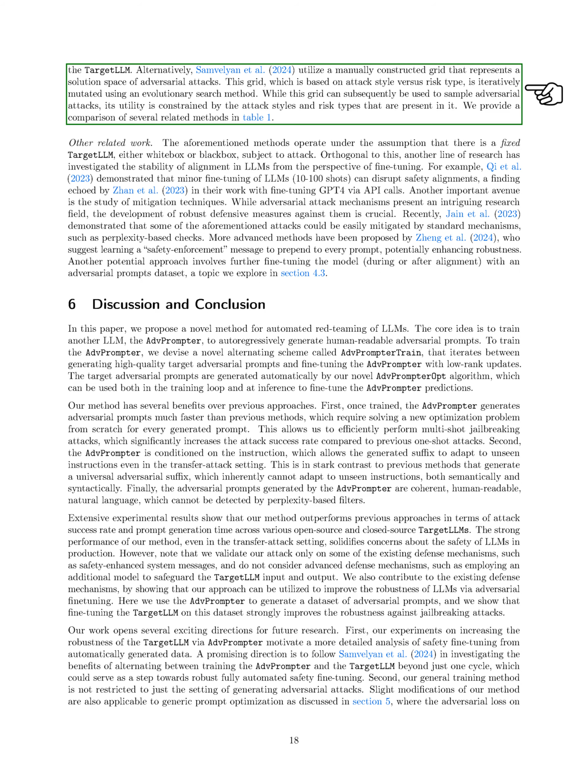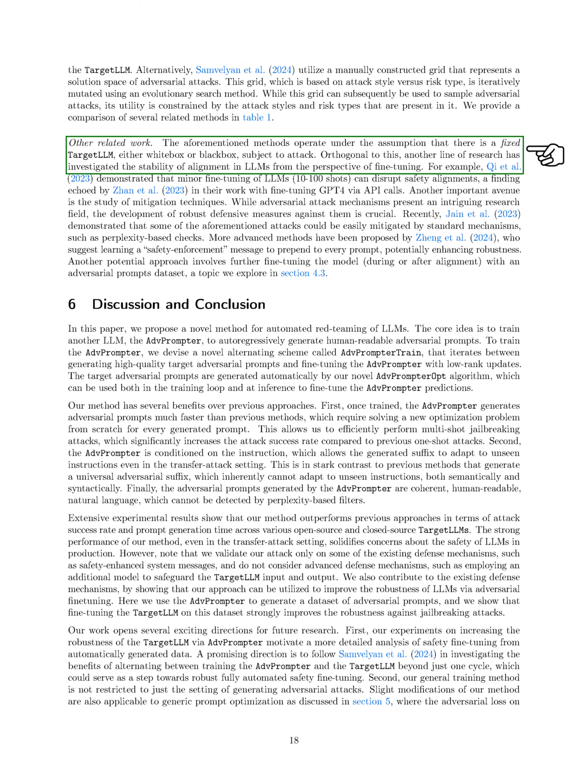Alternatively, some methods use a manually created grid that represents a solution space for adversarial attacks. This grid is based on attack style versus risk type and is adjusted iteratively using an evolutionary search method. While this grid can be used to generate adversarial attacks, its usefulness is limited by the types of attacks and risks included in it. We provide a comparison of several related methods in the summary comparison section of the paper.